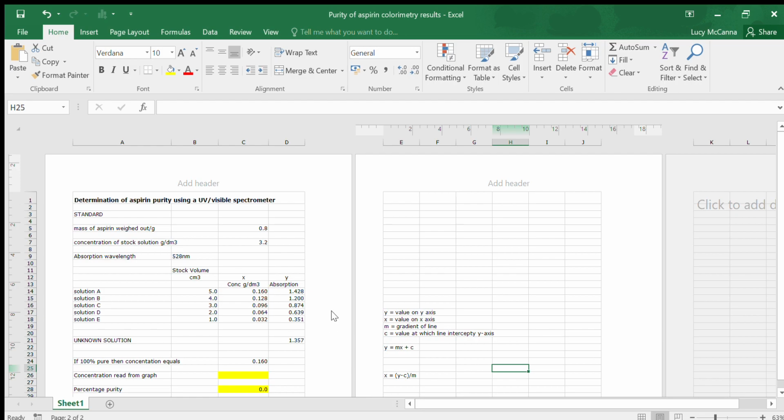Okay everyone, so when you've opened up your model colorimetry results, I'm just going to talk you through what you've got here and what you're going to do with these results to find, ultimately, this is what we want to know, the concentration of our unknown solution of aspirin, impure aspirin. What is its concentration?